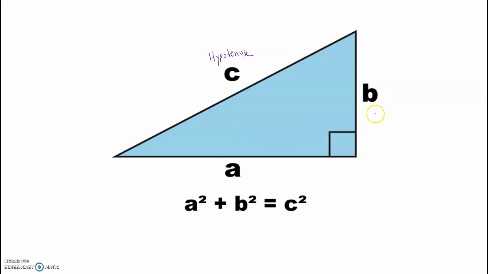Now the other two sides are called legs. And it doesn't matter which one you call A and which one you call B. So A and B don't matter as much. So let's try it.